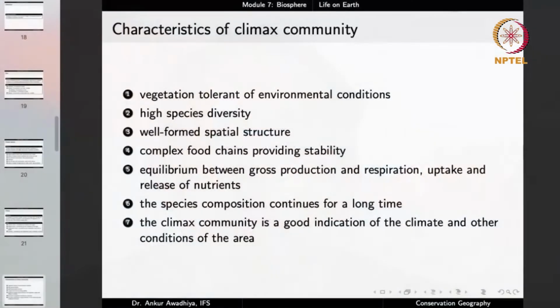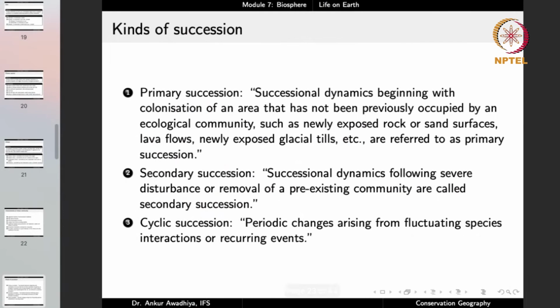For example, if you look at a climax community that is comprised of evergreen forests, then you can say in one go that this area should be having abundant sunshine and abundant rainfall, because only in these conditions will we get the rainforests. And so the climax community becomes a very good indicator of the climatic conditions of the area. So these are the characteristics of the climax community.